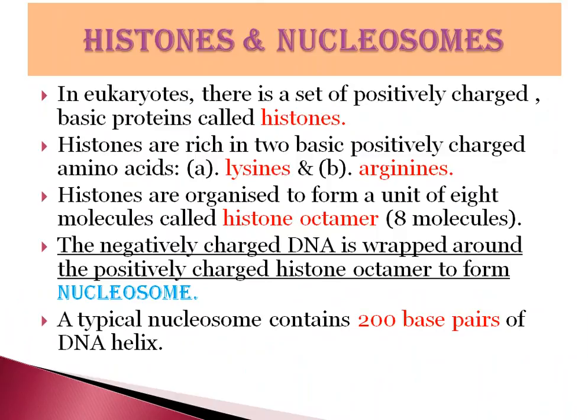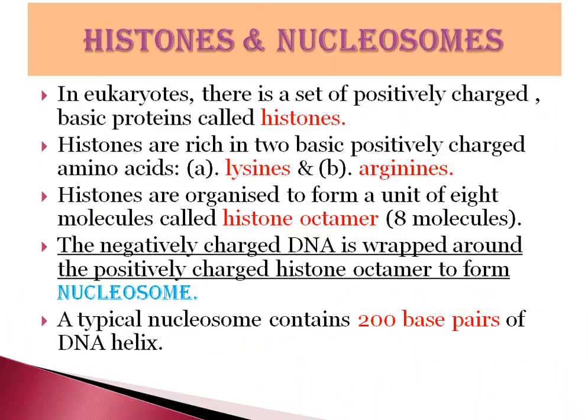In eukaryotes, there is a set of positively charged basic proteins called histones. Histones are rich in two basic positively charged amino acids, lysines and arginines. Histones are organized to form a unit of 8 molecules called histone octamer. Each histone octamer has H2A, H2B, H3 and H4 each in 2 molecules, that is 8 molecules of histone octamer.